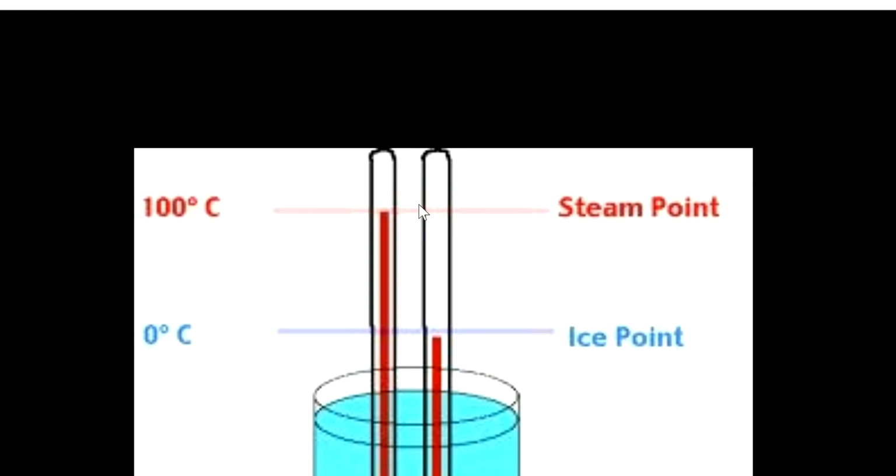We will mark them by using a permanent marker on this unmarked thermometer. We will take a permanent marker, permanent paint marker, permanent paint brush or anything. We will mark this point as 0 and this point as 100.